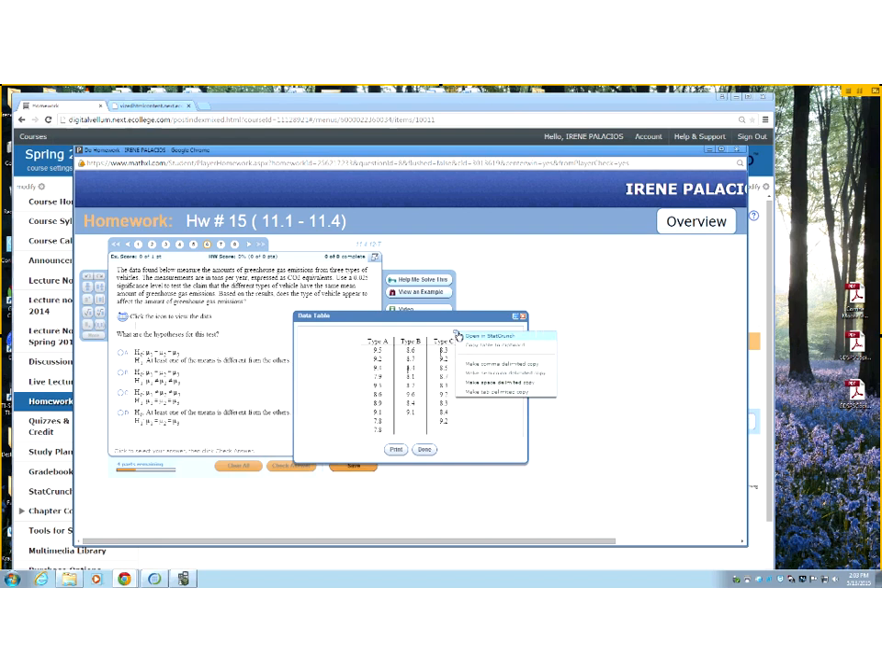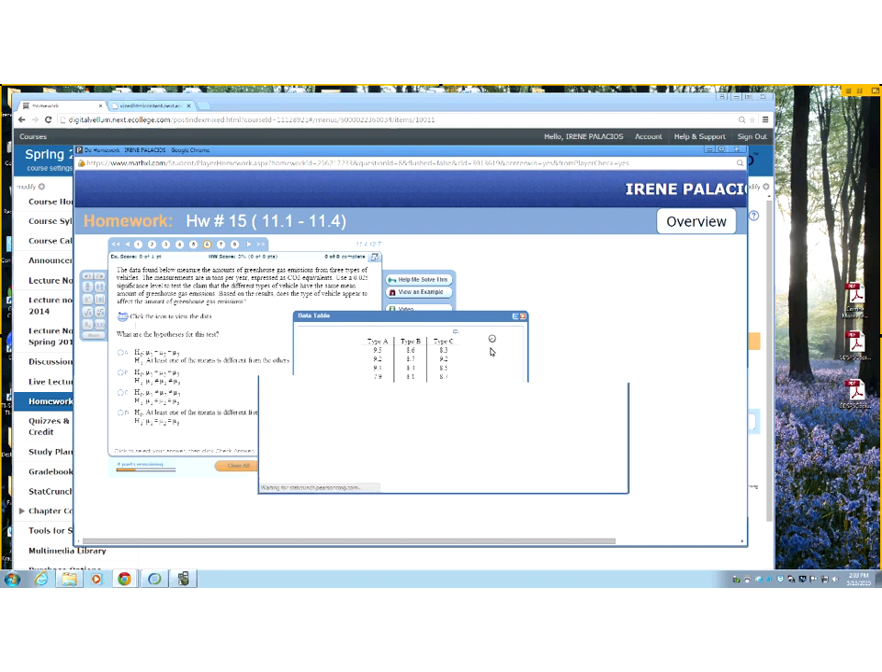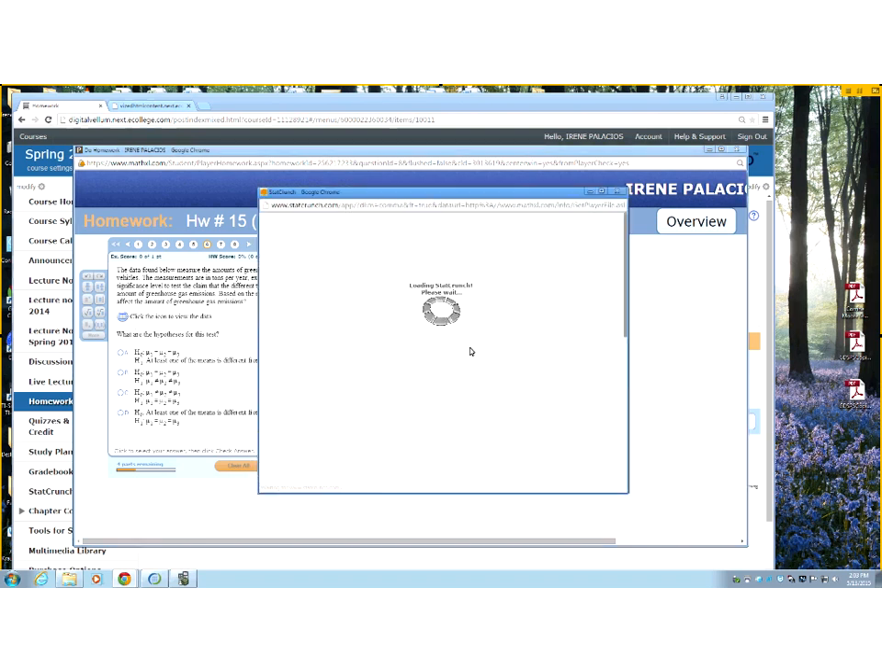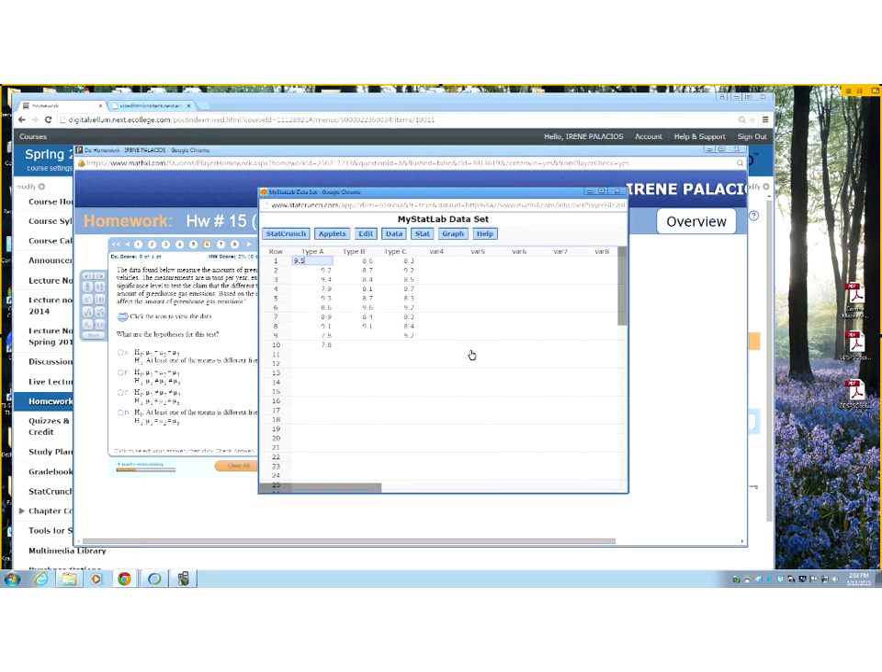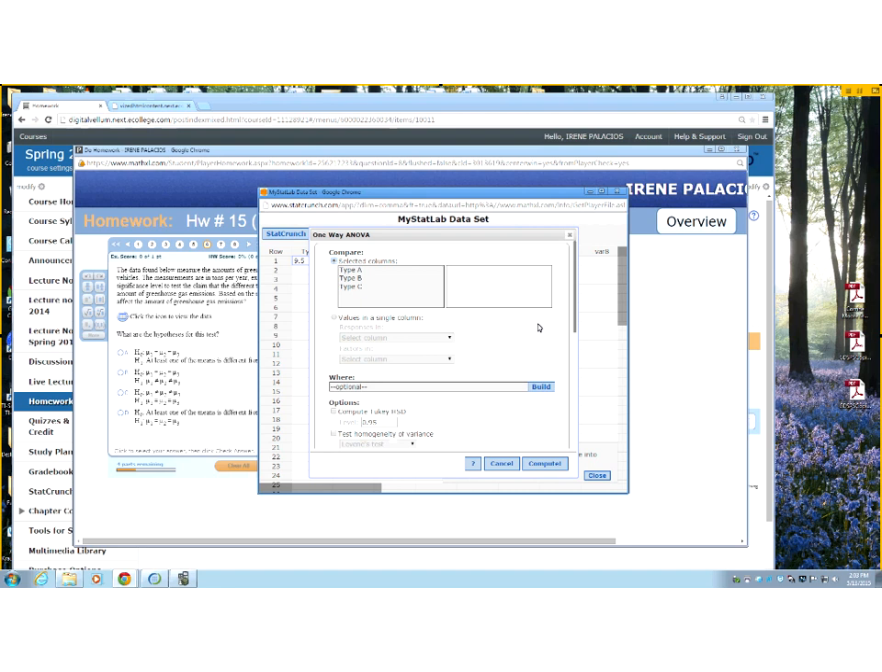If I'm clicking on it, it says open in StatCrunch. So the alternative of having to type this out in your calculator is that you can open it up on StatCrunch. And there it is. There's your data. You don't have to type it in. If you go to Stat, there's ANOVA right there. We only considered one way ANOVA. So you say one way ANOVA.